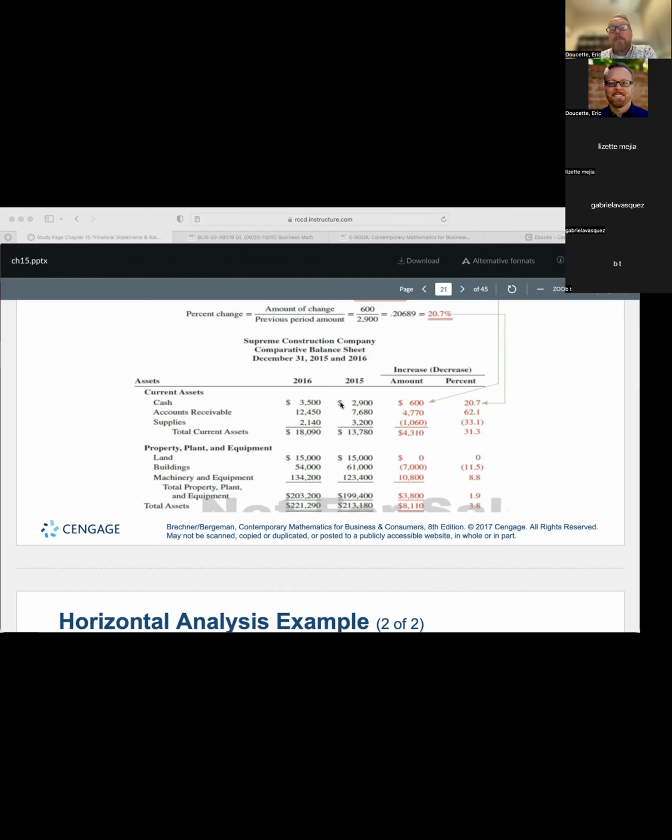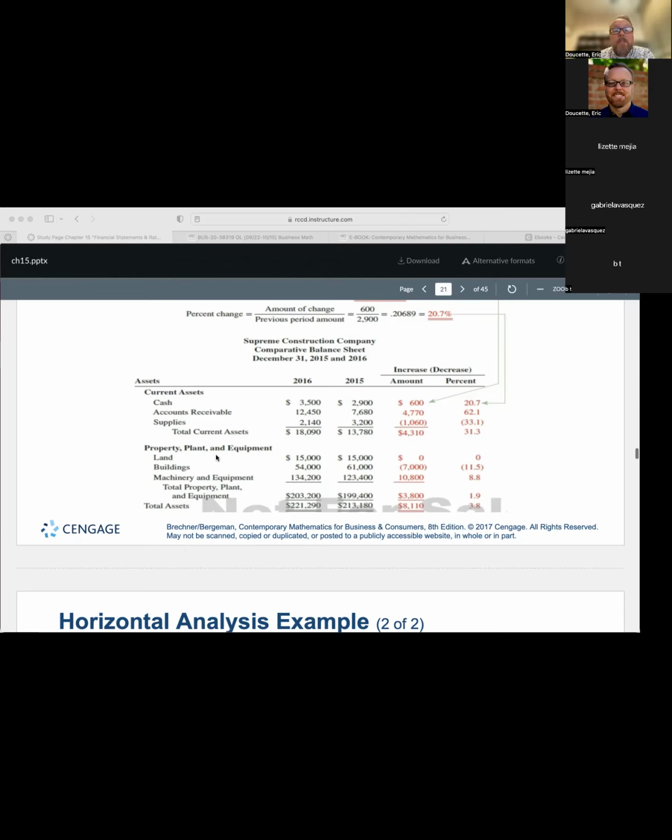Now, how do I know it's positive? Because I can just look and see 3,500 is more than 2,900. So that means it went up. If you look at the next one, so now we're looking at 12,450 minus 7,680 leaves us with 4,770. So if I take 4,770 and I divide it by the 7,680, that's going to give me 62.1%. So we saw a 62.1% change between 2015 and 2016, and that was an increase.